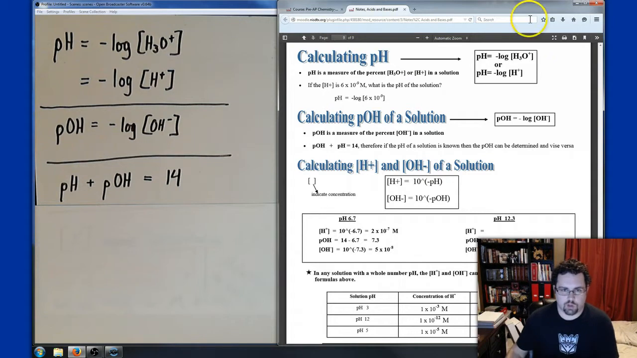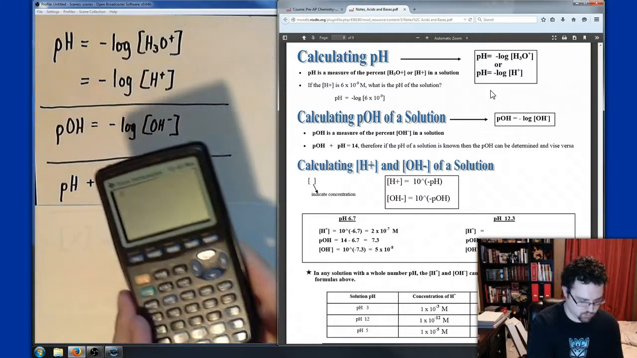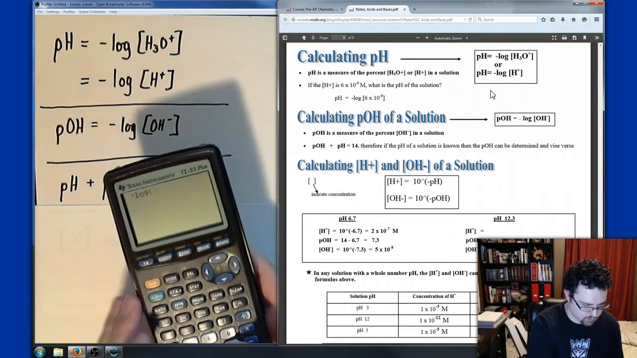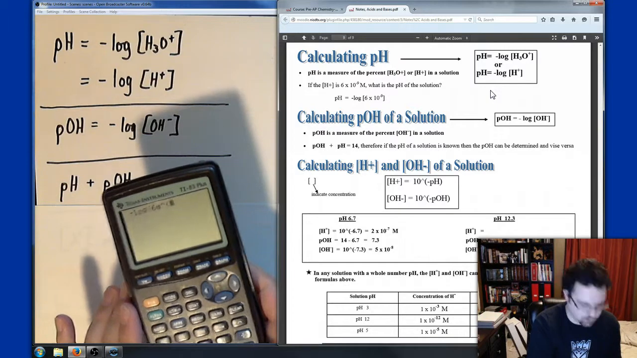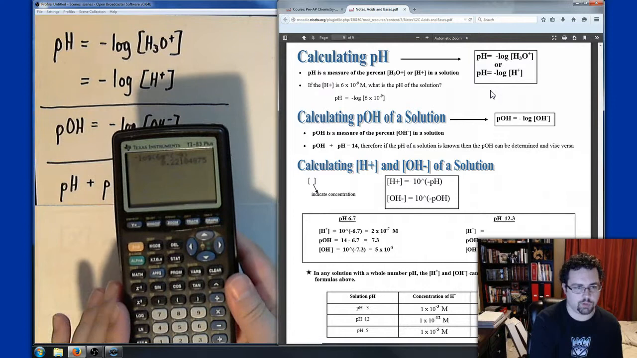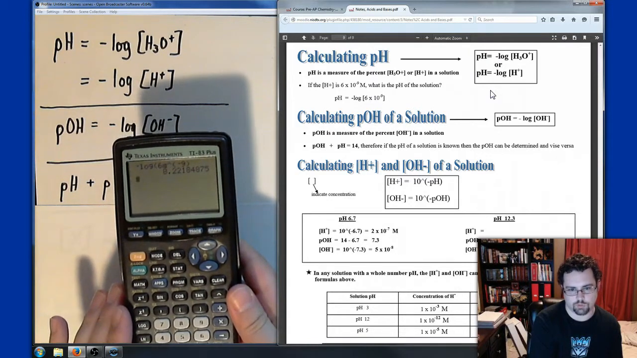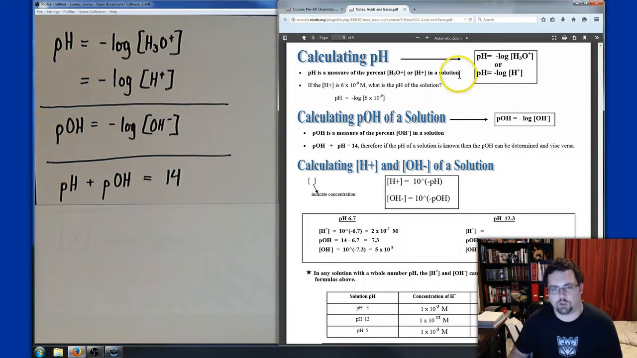So, for instance, if the hydrogen ion concentration is 6 times 10 to the negative 9 molarity, what is the pH of the solution? You do pH equals negative log of 6 times 10 to the negative 9. So if you're doing that calculator style, you just do negative log 6 times 10 to the negative 9. Boom. So the pH of that guy would be 8.22. Okay? So that's how you calculate the pH of a solution.